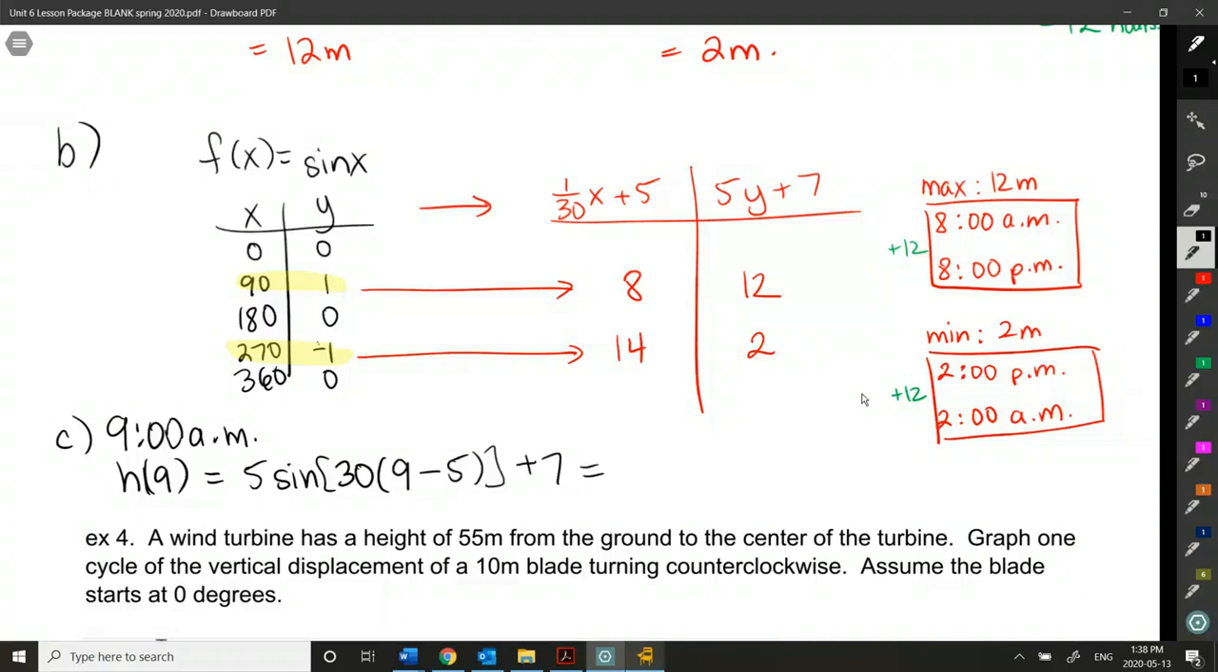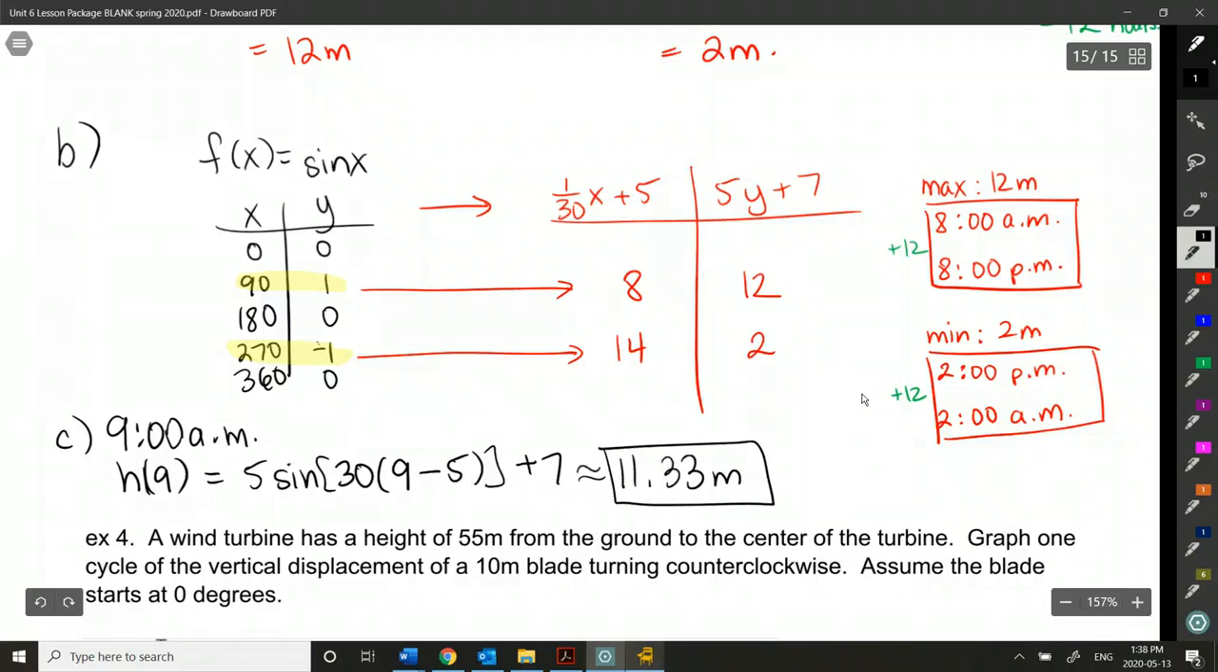So plug that in and calculate. Make sure you're doing order of operations. So simplify this, do sine of 120 times 5 and then add 7. And you should get approximately 11.33 meters. Okay, this should also make sense because an hour earlier at 8 a.m. I'm at a maximum tide of 12 meters. So an hour later it makes sense that I should be still close to 12, but less than 12. The tide is going out after that.